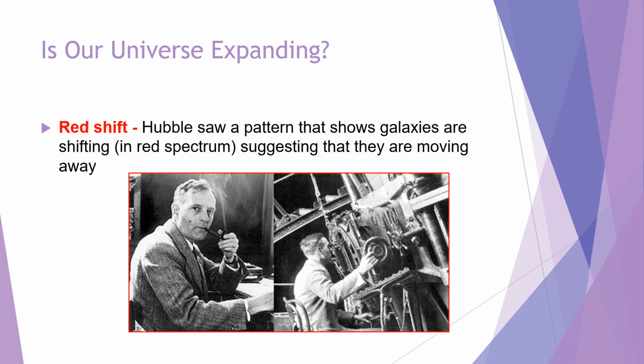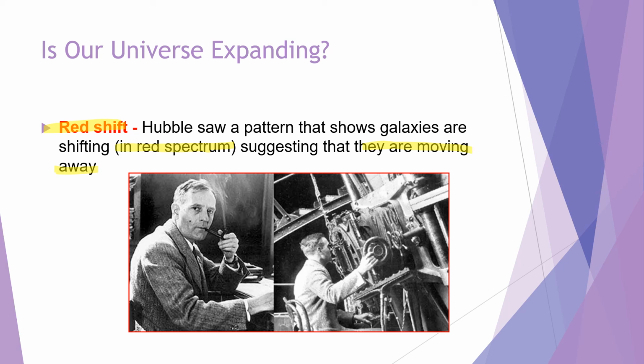So this leads us to, is our universe expanding? When we learned about stars, we did hear the term redshift. Hubble saw a pattern that shows galaxies are shifting in the red spectrum, suggesting that they are moving away. When we looked at stars, we looked at emission spectrums, and we saw examples where sometimes those absorption lines have shifted to the red end of the spectrum. When that happens, that tells us those stars or celestial objects are actually moving away. And if those objects are moving away, this is evidence that the universe is still expanding.